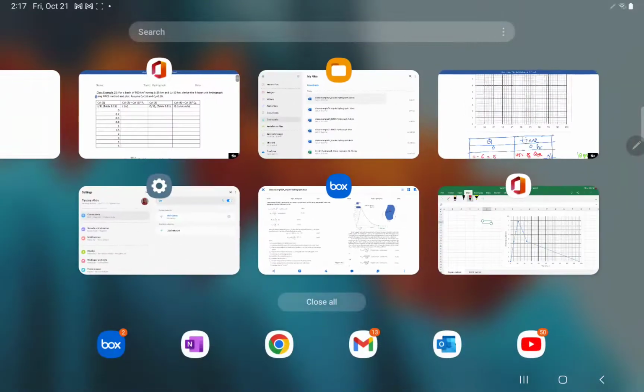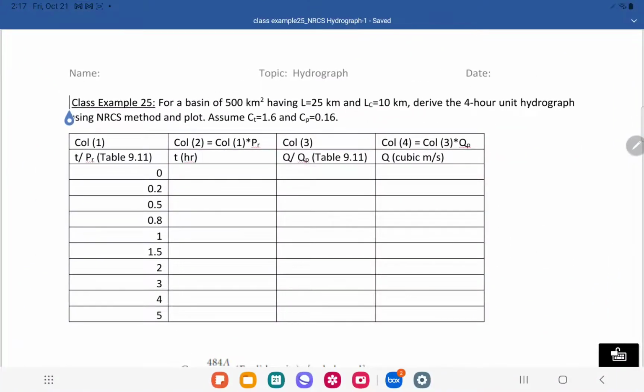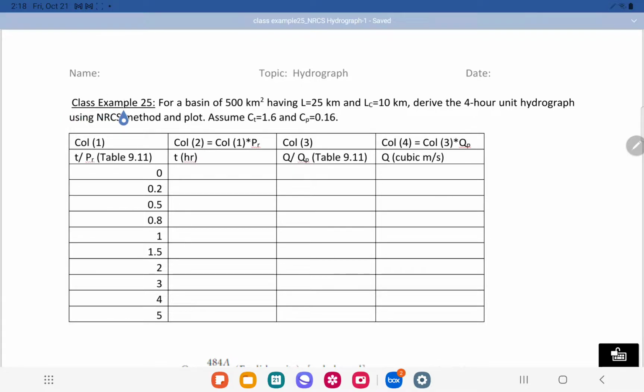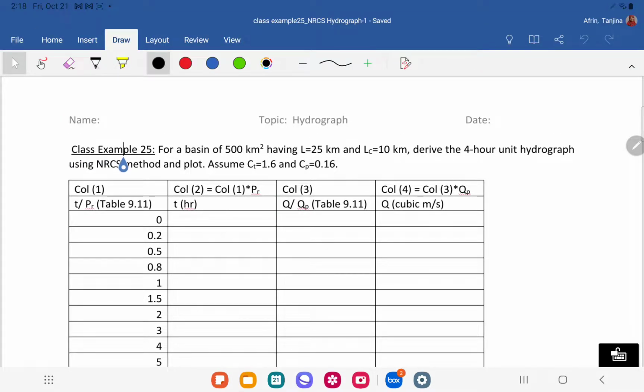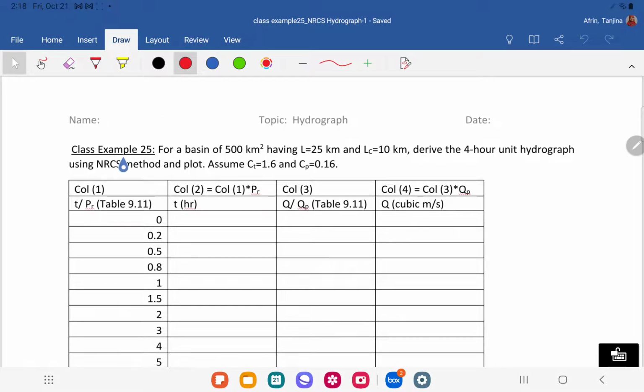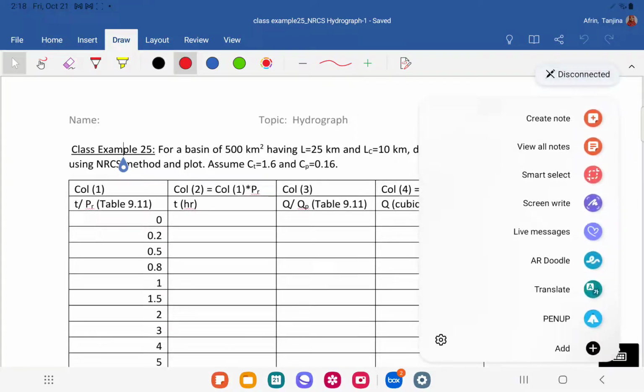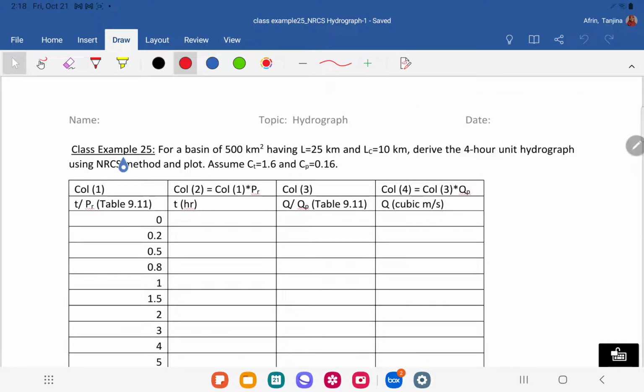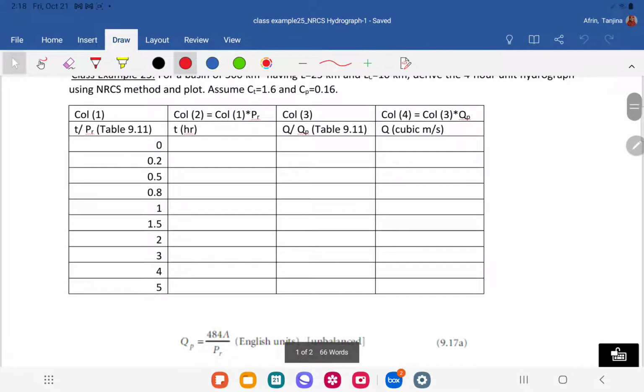Okay, now let's work on class example 25 here. It says that for a basin of 5,000 kilometers square having L equals to 25, LC equals to 10, derive the 4-hour unit graph using NRCS method. So this time it's the same question, but we are using the NRCS method. So what we will do, we will try to calculate this one.